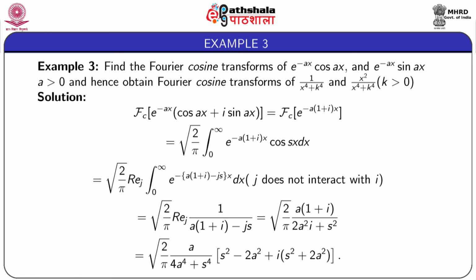After performing the integration, this gives root over 2 by pi real part of 1 by (a(1 plus i) minus js). Multiplying numerator and denominator by a(1 plus i) plus js and taking the real part, this gives root over 2 by pi a(1 plus i) divided by (2a square i plus s square). We have taken the real part with respect to j.